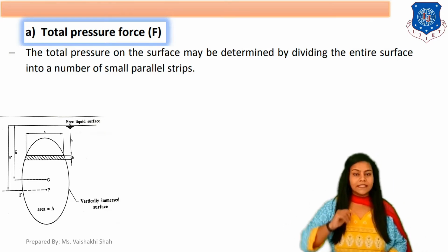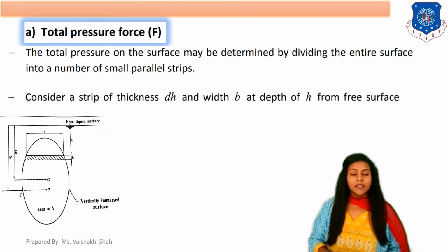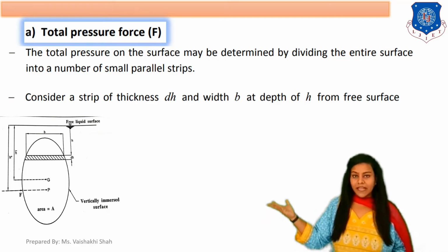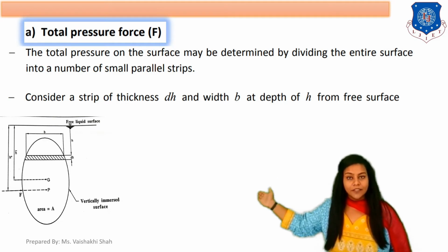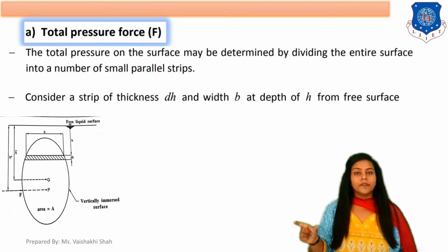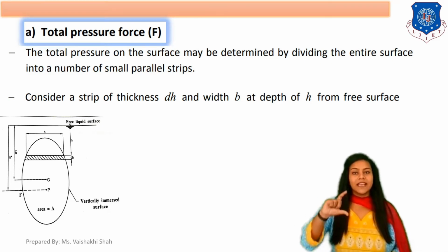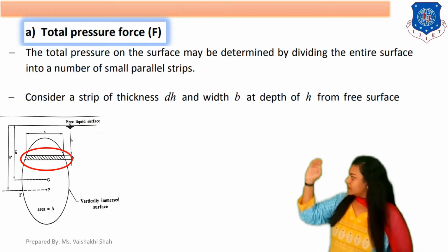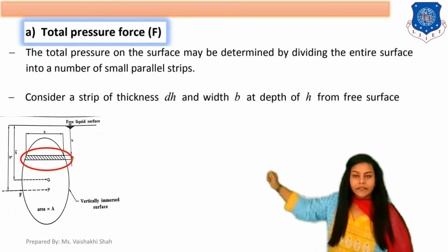How? Let's see. Now, we are considering a strip here. The thickness of this strip is dh. As we discussed earlier, the thickness of this strip is dh, the width of this strip is b, and the depth from the free surface is small h. Now, this is the strip that we are considering here, indicated with the red color.